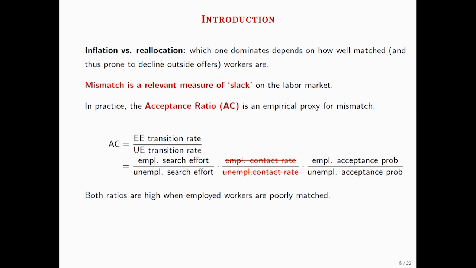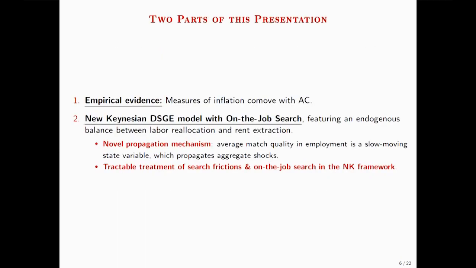Okay, so that's the paper in a nutshell. Now, let me go into a bit more of the specifics. There are going to be two short parts to this presentation. One is going to be looking at very high-level descriptive evidence about measures of inflation co-moving with this acceptance rate, or this AC ratio.